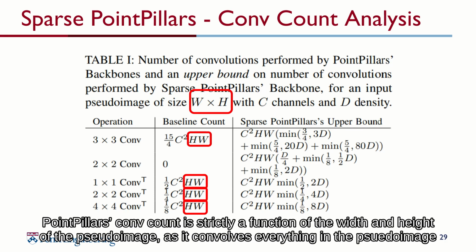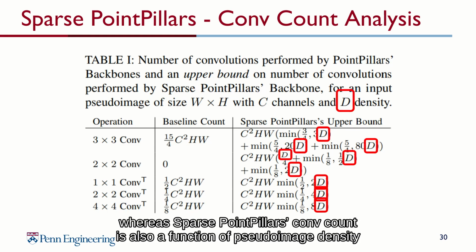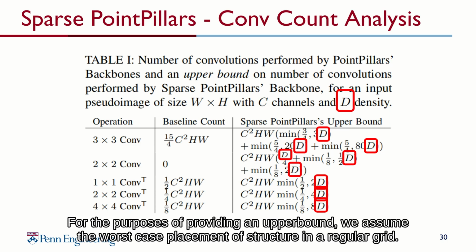PointPillars conv count is strictly a function of the width and height of the pseudo-image, as it convolves everything in the pseudo-image, whereas Sparse PointPillars conv count is also a function of pseudo-image density. For the purposes of providing an upper bound, we assume the worst-case placement of structure in a regular grid.